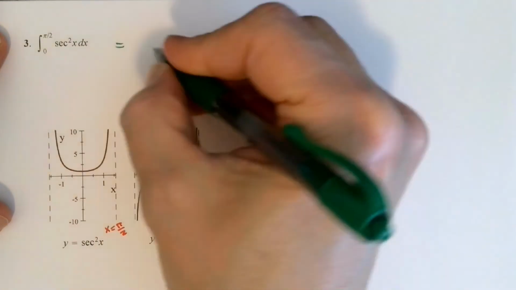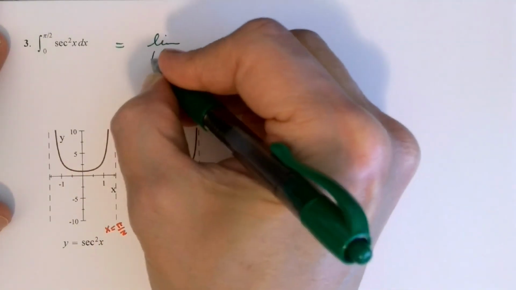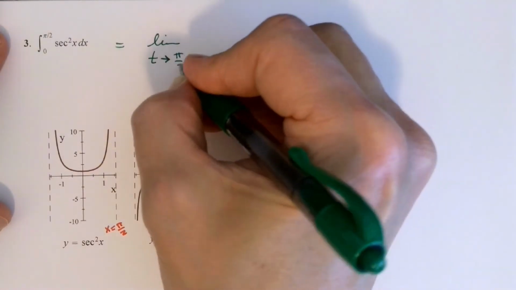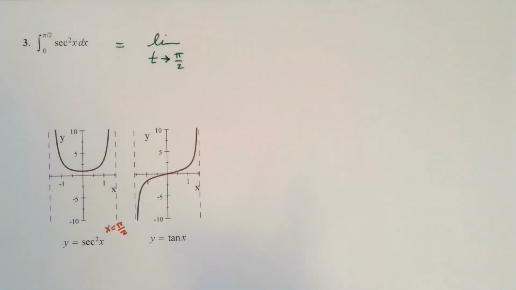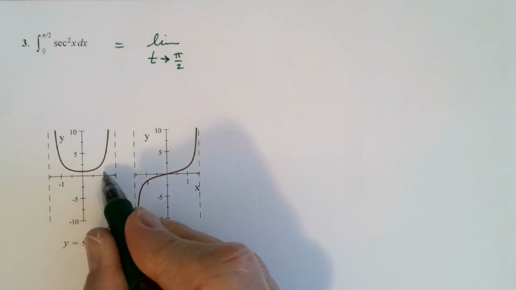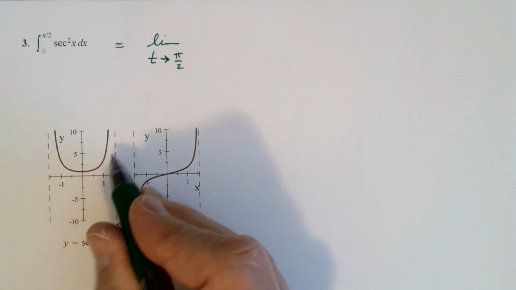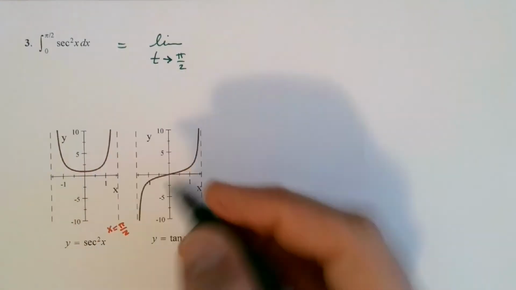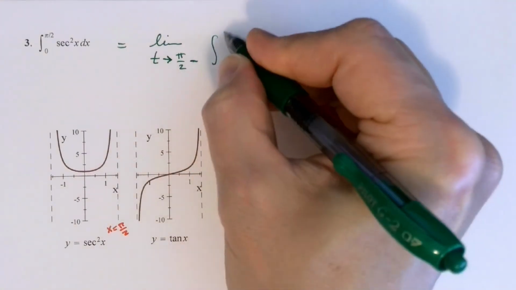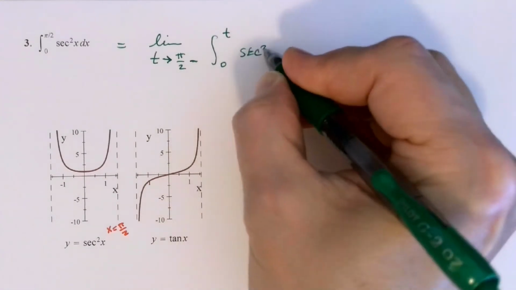So this is the limit as t goes to pi over 2 from what side? The positive or negative side? Which side are we approaching pi over 2? Negative side or positive side? Negative side, right? We're below pi over 2. We're approaching it from the negative side. So this is from 0 to t, secant squared x dx.